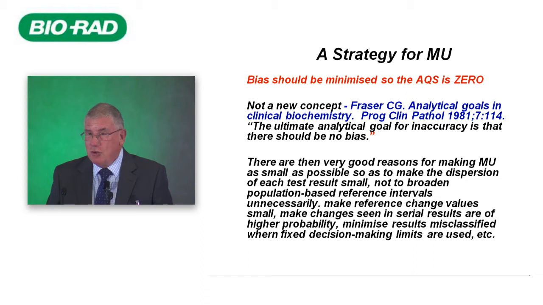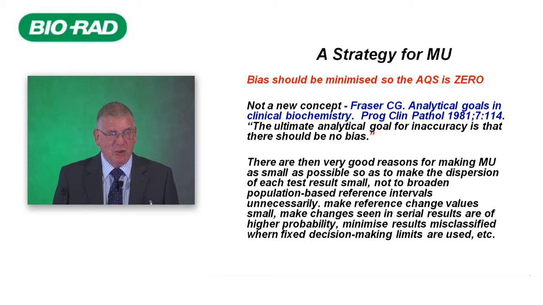There are also good reasons for making measurement uncertainty as small as possible, to make the dispersion of each test result small, which allows population reference intervals to be narrower, makes reference change values, as we've seen from Graham, smaller, makes changes seen in serial results of higher significance, it minimizes result misclassification when we're using decision limits, and so on and so forth. Make measurement uncertainty small.